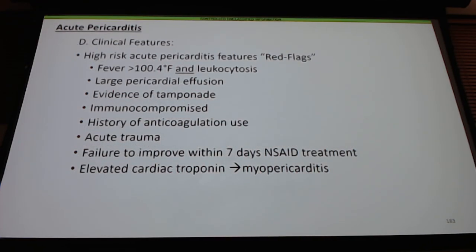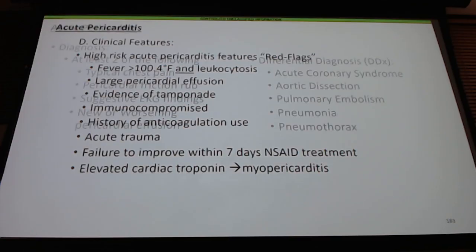Things that might make somebody high risk for this and just may not go away on its own or may need some other interventions: if they have a high fever and leukocytosis, it could be a bacterial cause. If they're having a large pericardial effusion, then that could lead to additional procedures that need to be done in order to treat it. If they're immunocompromised, it's going to be more difficult to manage these patients. So be on the lookout for red flags that this may not get better on its own.